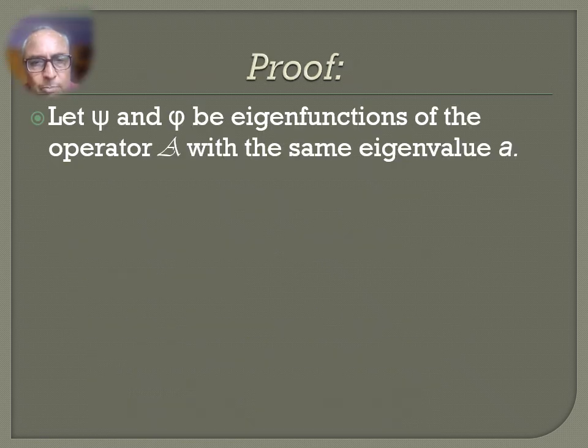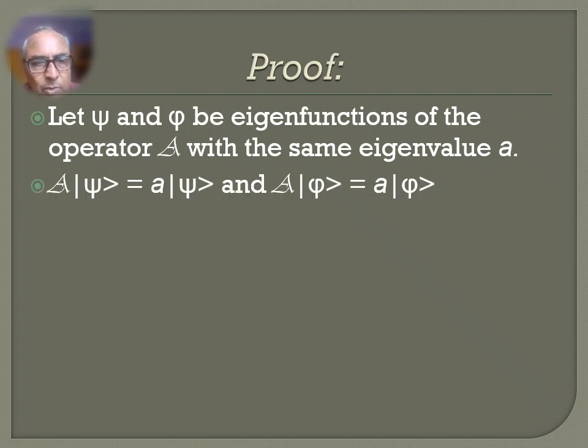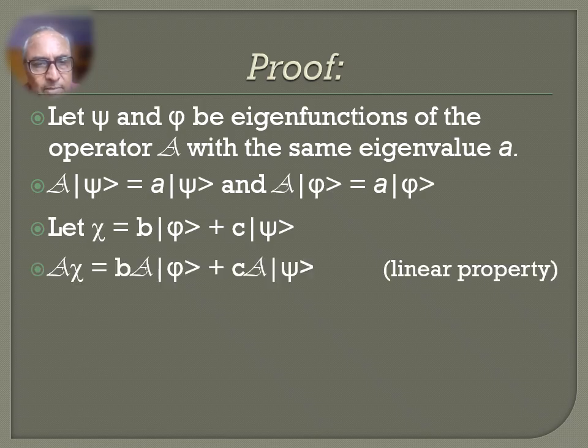Okay. So the proof is, let phi and psi be eigenfunctions of the operator A with the same eigenvalue small a. So A operating on psi ket is equal to small a times psi ket, and A operating on phi ket is equal to small a times phi ket. Let chi equal b times phi ket plus c times psi ket.